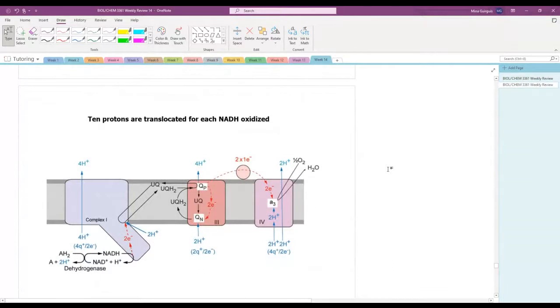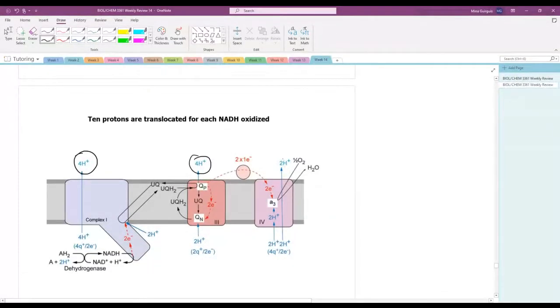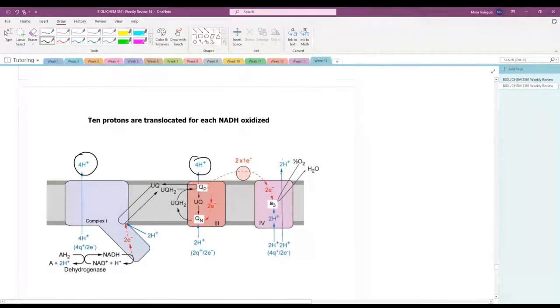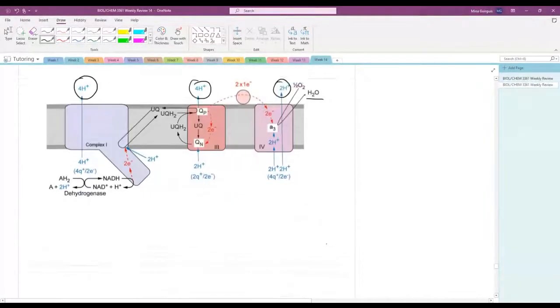I told you guys about 10 protons per NADH. And the reason is, we're ignoring complex 2 for now. Complex 2 is important, we're going to talk about it next, but complex 2 is not the site NADH enters. Complex 1 is the site NADH enters. From complex 1, it releases 4 protons, is then transferred to complex 3, where another 4 protons are released, and then transferred to complex 4, where another 2 protons are released. And in the process, we make water. Okay?